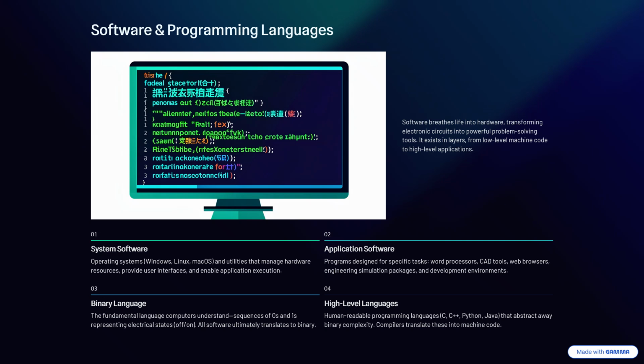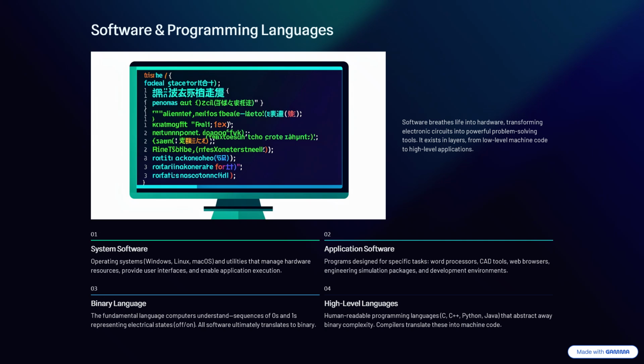After that, the system software. It includes operating systems like Windows, Linux, and Mac OS, along with utilities that manage hardware and provide the user interface. After that, the application software. These are the programs built for specific tasks such as word processors, web browsing, and engineering tools like CAD.